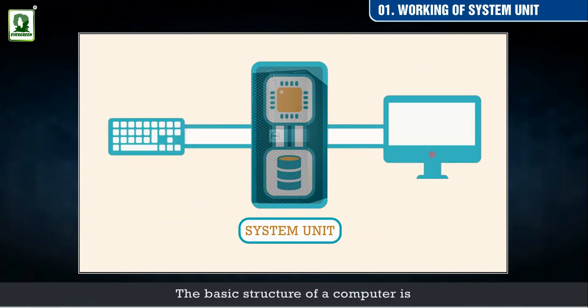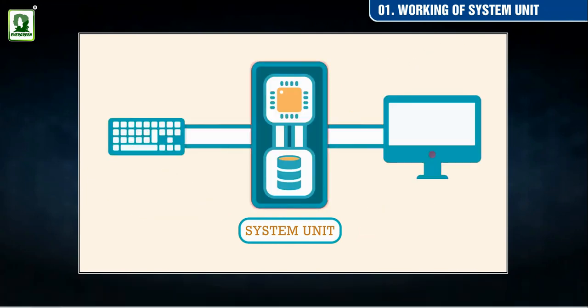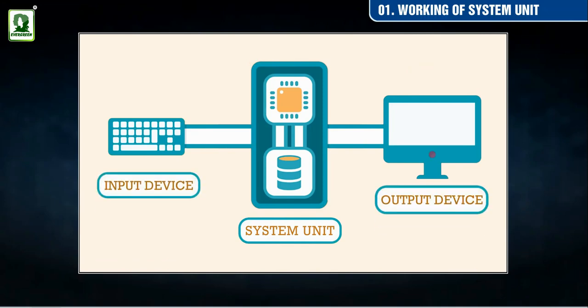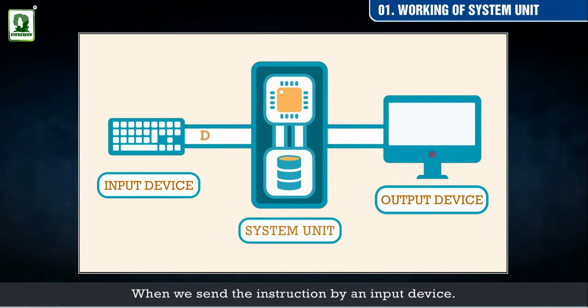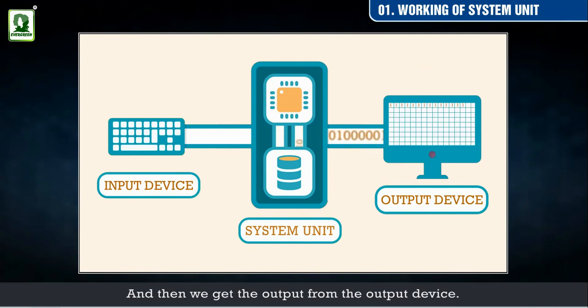The basic structure of a computer is system unit, input device, output device. When we send the instructions by an input device, the data is processed in the CPU. And then we get the output from the output device.